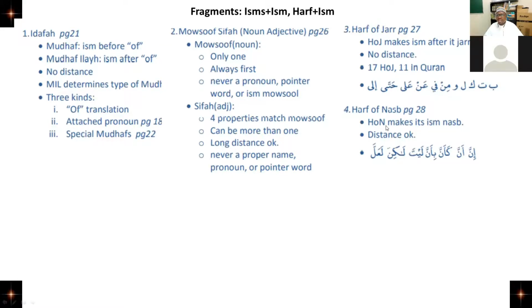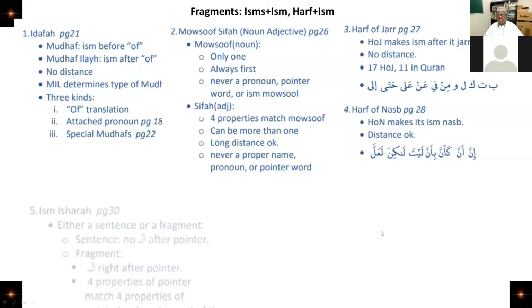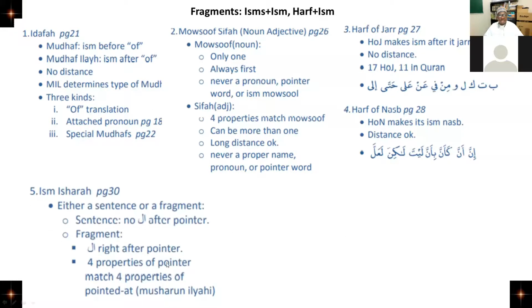So between that harf of nasb and its ism, as well as mawsuf and sifa, would accept distance, whilst these two would not accept distance, right? And then ismul ishara and mushar ilayhi is also another fragment. It can be considered a fragment only if the word after the ismul ishara has an al, okay? Else, it's considered a sentence, okay?